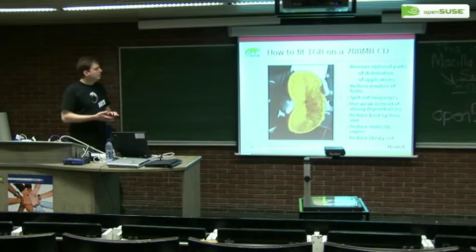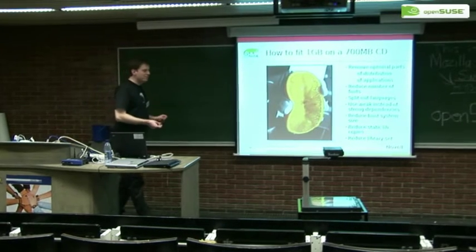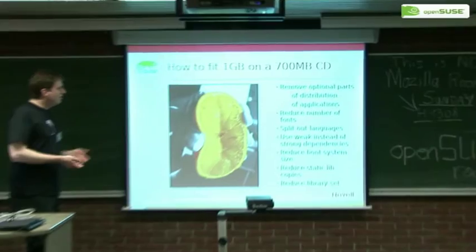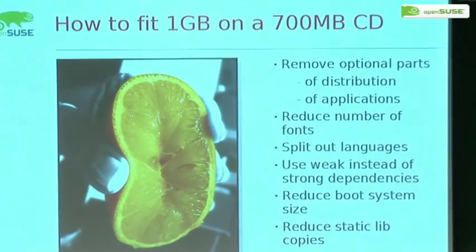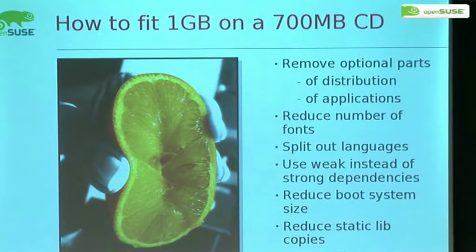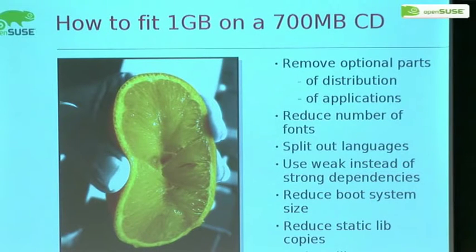The problem we faced at the beginning was that the default set was roughly 1 GB, but we only have 700 MB available. So how do we make that work? We came up with a list of things we can do. We remove optional parts of the distribution which are not that much required by users. This was quite a bit of effort to find out what the users want and what they need not so much. This is still something which is ongoing.